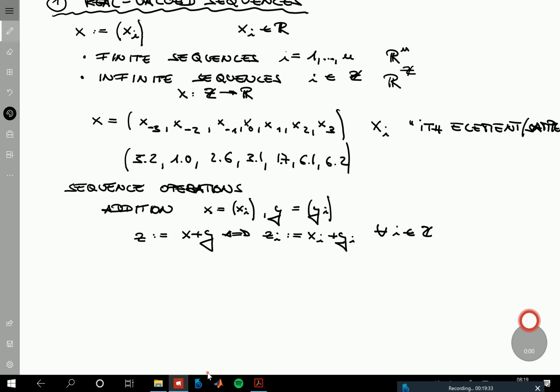Yeah? So if you have two sequences that are either both infinite or both finite, of course, if they are finite, they need to have the same number of elements. Then the sum of these is given by the sum of their elements. Yeah? But of course, if they are finite, they have the same number of elements, and if they're infinite, then for each i you have specified the value of x and the value of y, and you can also specify the value of z.